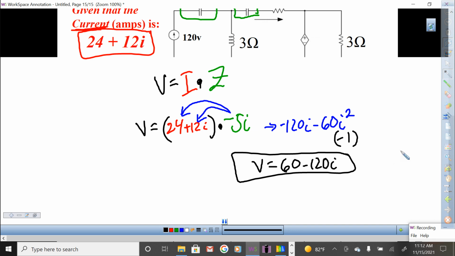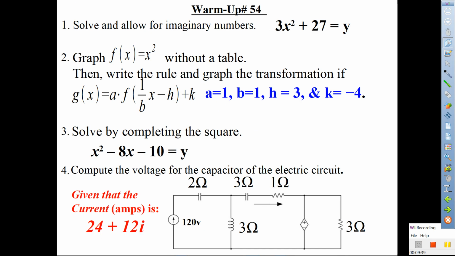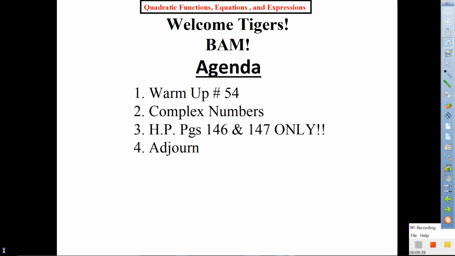So, agenda for today. Warm-up number 54 we just finished. Today we're still working on complex numbers, although we're going to approach it through the lens of quadratic equations. And then tonight's homework is pages 146, 147, and they're going to be exactly what we covered today. So make sure you're taking copious notes and you stay focused. If you need to revisit the lesson, make sure you go to the YouTube channel.